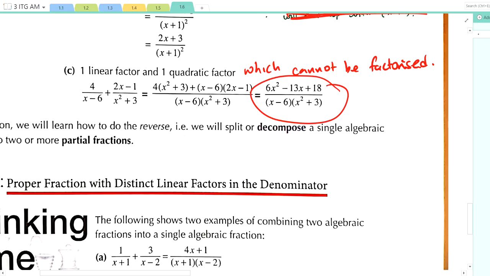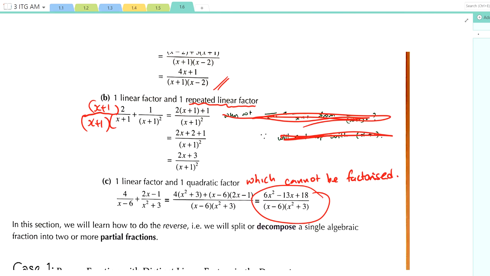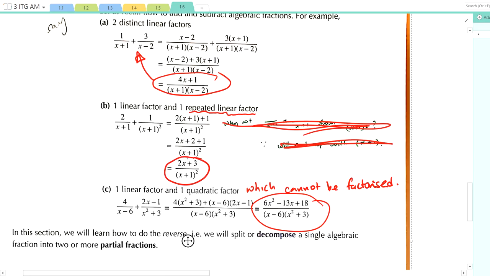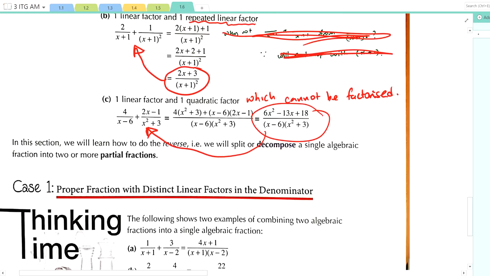Now in partial fractions, we are going to go the other way. We're going to reverse whatever we have done. So in part A, when you are given 4x plus 1 divided by x plus 1, x minus 2, we are going to work backwards to give us this. We are decomposing the fraction into smaller fractions. So similarly, from here, you are expected to work backwards to get partial fractions.